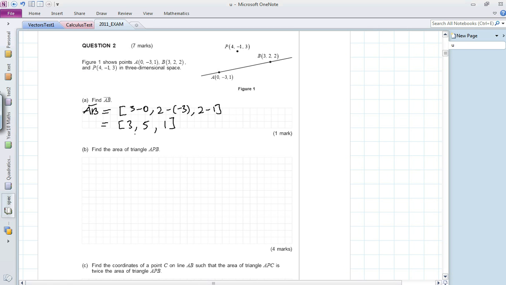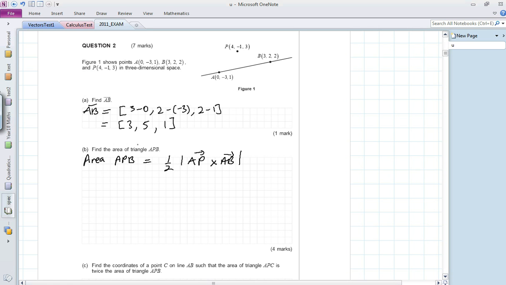Alrighty, moving on to the next one. Here we want to work out the area of triangle APB. We can use vectors to do this, and we can use the cross product. The formula that we want to use is half the modulus of AP cross AB. So we want to pick two vectors coming out from a particular point. In this case we're going to pick the point A.